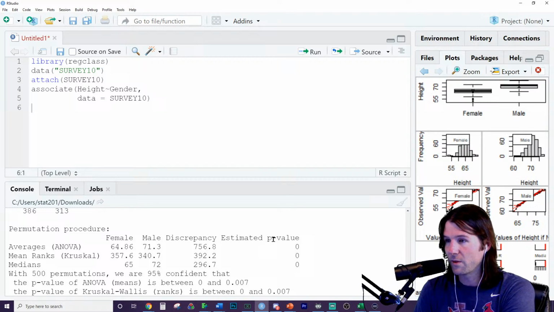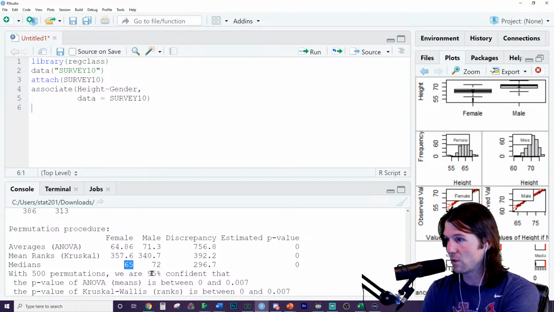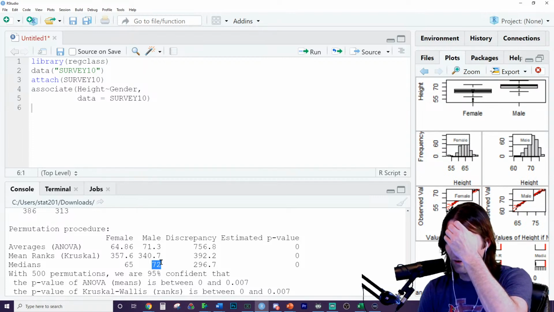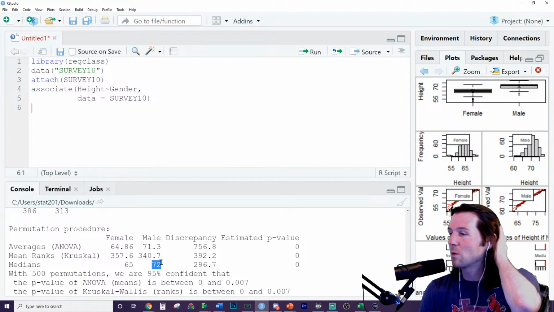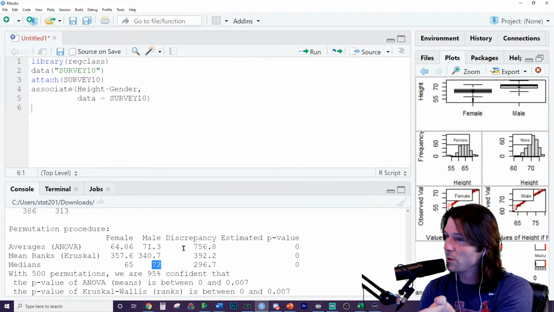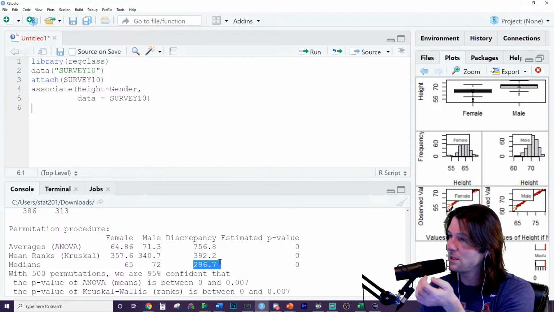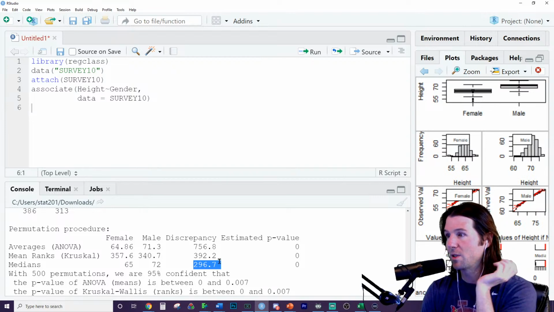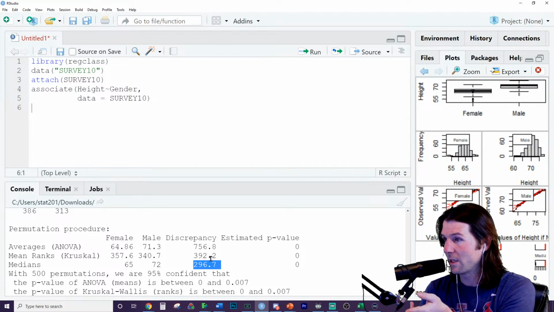So when you look at this output on the screen right here, it's important to understand what's going on with these values. Since we're comparing medians, just put this in context right here. The median female was 65 inches tall, which is 5'5". The median male was 72 inches tall, which is 6 feet tall. Now the discrepancy right here is the F statistic, or in truth, the averages one is the F statistic. The medians one is calculated a little bit differently, but it's still the idea of a ratio of how much variation we observe over how much we expect.